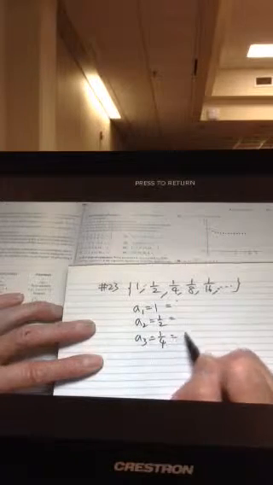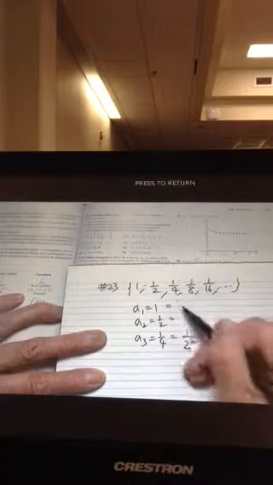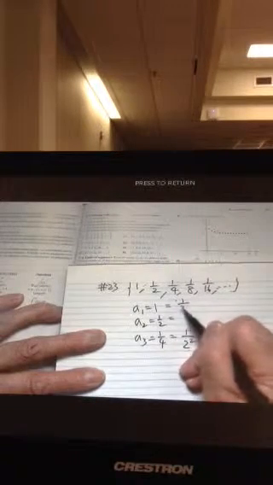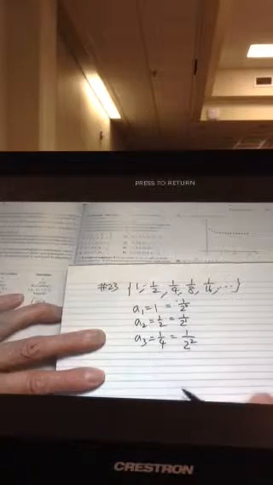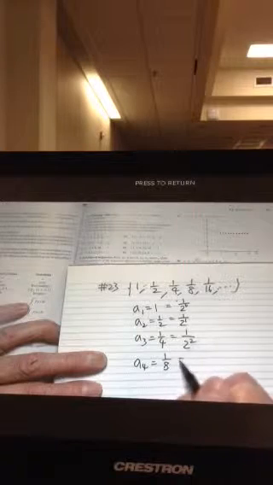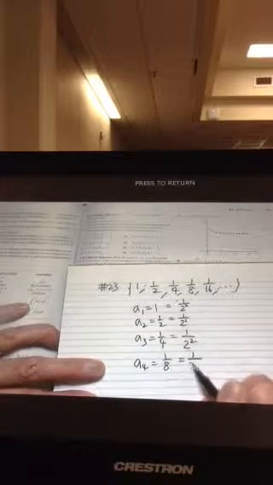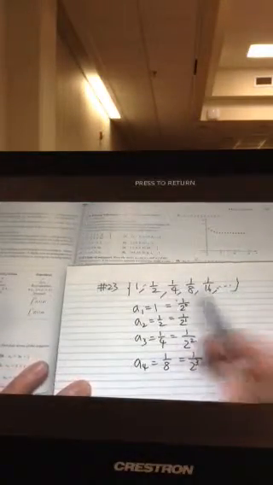this 4 is like 2 squared, right? So if I look at this, you see this is 1/2 to the 0. This is 1/2 to the first. And then a sub 4, 1/8, which is 1/2 cubed. After this it's really trial and error, and I look at it, I guess this looks nice, right?